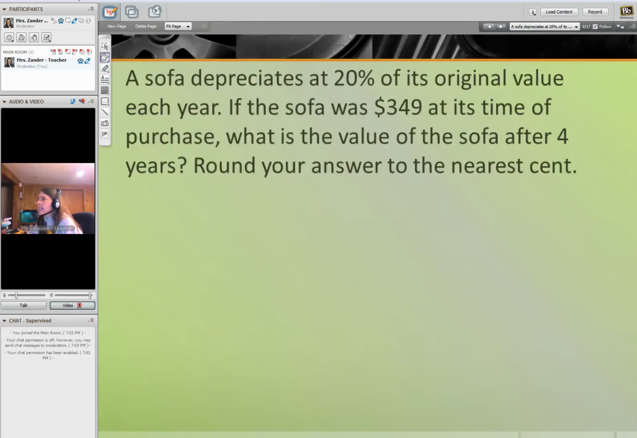All right, let's take a look at an example real quick here. It says a sofa depreciates at 20% of its original value each year. If the sofa was $349 at its time of purchase, what is the value of the sofa after 4 years? Round your answer to the nearest cent. All right, so there's some information here. It's depreciating, right? So that means we have an exponential decay. The rate is 20%, which is 0.2 as a decimal. The initial amount, so the starting amount, was $349. And the time we're looking at is after 4 years.